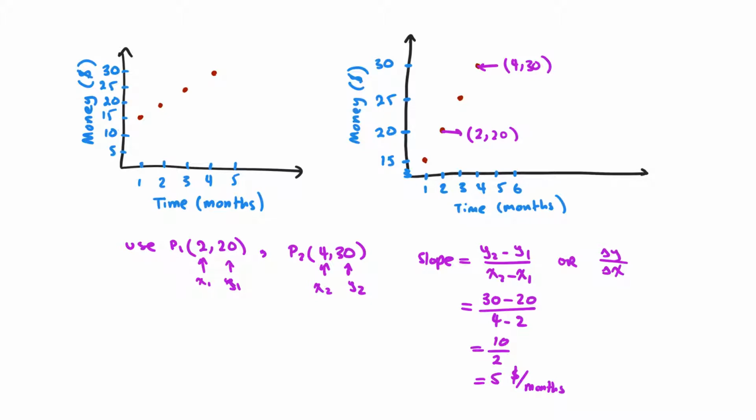So in both cases, you can see that the slope is actually the same. The slope is $5 per month, meaning that in both cases, the person is making $5 every single month. But the representation looks slightly different. Just by looking at this graph versus this graph, if you didn't have the value, or another form of representation of the slope, you would simply think that this person is making more money. So just be aware of these situations.